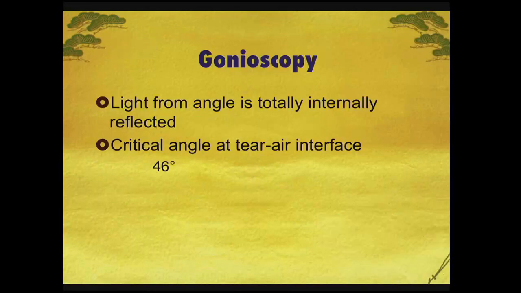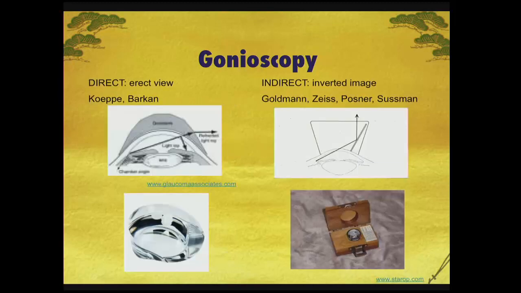Okay, so we're going to move on to clinical assessment. A couple of facts. With gonioscopy, you have to put a gonio lens on the eye to actually see the angle because there's this critical angle at the tear-air interface of 46 degrees. Again, that's a testable fact. That doesn't allow you to see the angle unless you have a mirror on the eye that can overcome that 46 degrees. There are both direct and indirect lenses, or direct and indirect ways to view the angle.